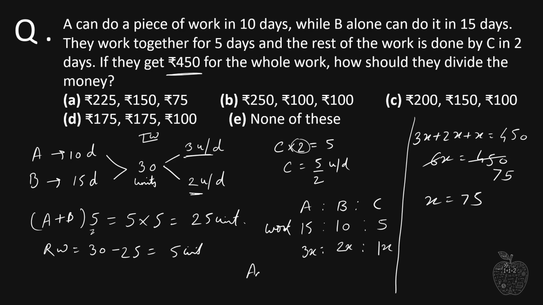So let's see what the actual amount is. 3 into x, which is 75, we get 225 rupees. 2 into 75 is 150 rupees and 1 into 75, 75 rupees. So this is our required answer: 225, 150 and 75. So here option A is the correct one.